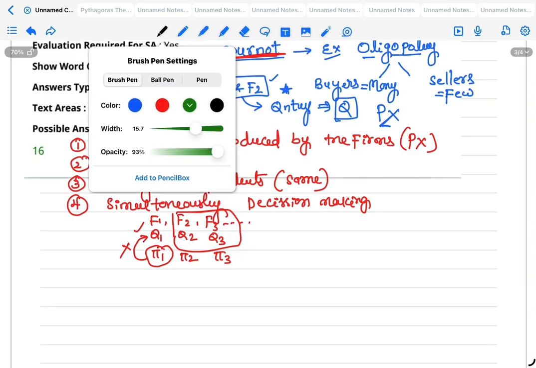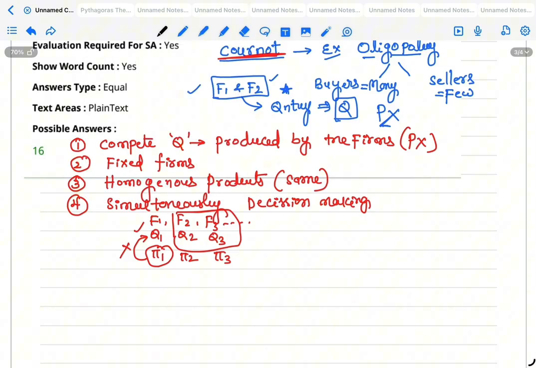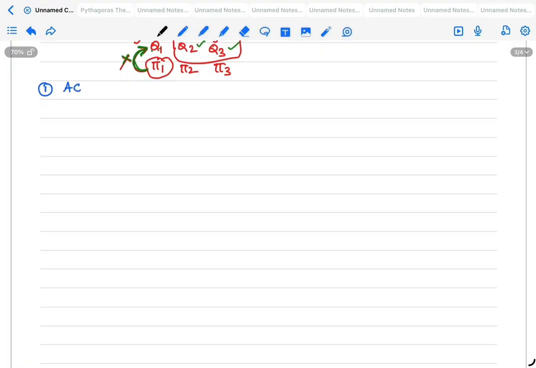So the firm 1 has a profit pi 1. It not only depends on the output of firm 1. The output of firm 1 is Q1, right? Not only does it depend on this Q1, it also depends on Q2 and Q3, the other firms' quantities. Average cost equals marginal cost equals $5. Okay, $5.